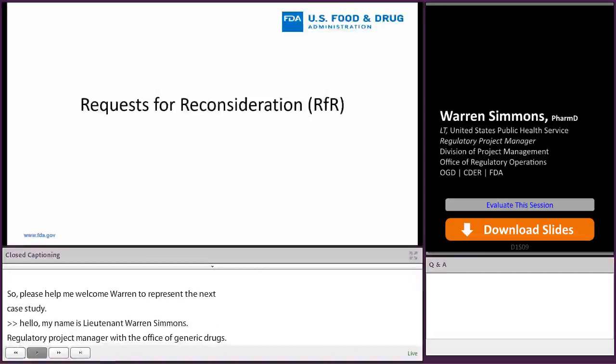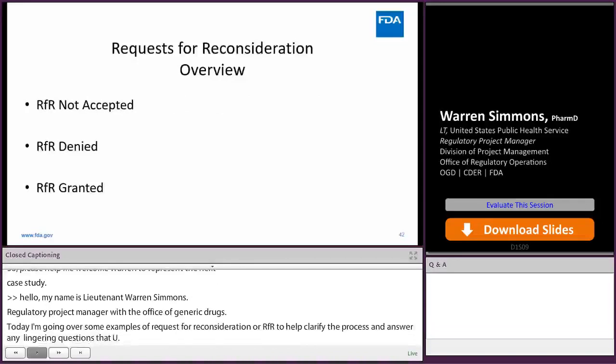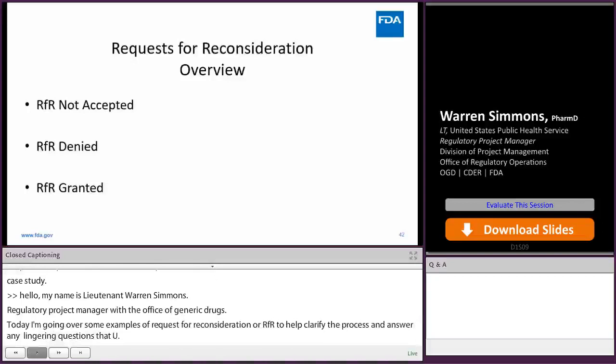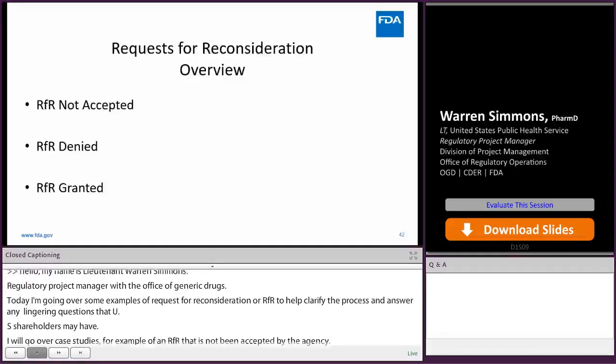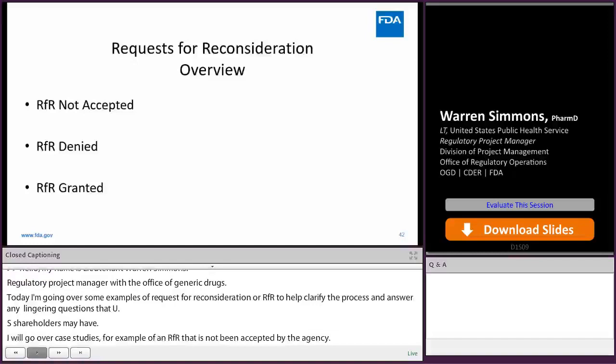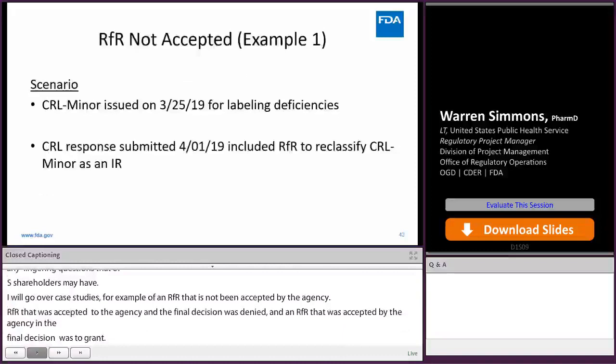I will be going over case studies for examples of an RFR that has not been accepted by the agency, an RFR that was accepted by the agency and the final decision was to deny, and an RFR that was accepted by the agency and the final decision was to grant. I would also like to refer everyone to the draft guidance, request for reconsideration at the division level under GDUFA, as this resource will help you navigate the RFR process. Let's start with our RFR not accepted example.